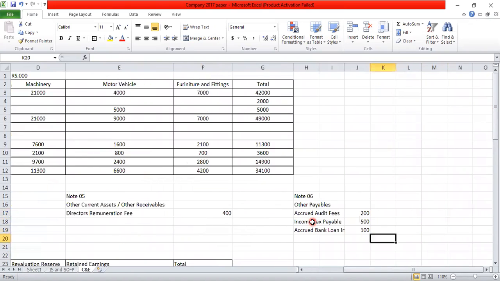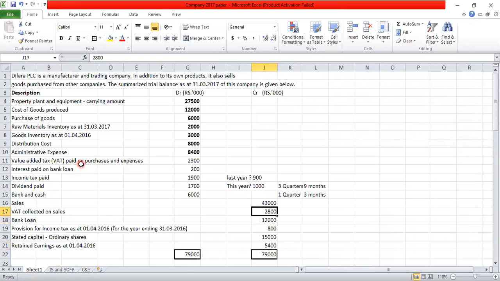Okay, so I'll consider here VAT payable. How do I consider it? Right here, VAT payable: 2,800 minus 2,300. VAT payable is 500. Okay, so that's all the VAT adjustment. So let me move on to the sheet again and conclude that the VAT adjustment is also done.